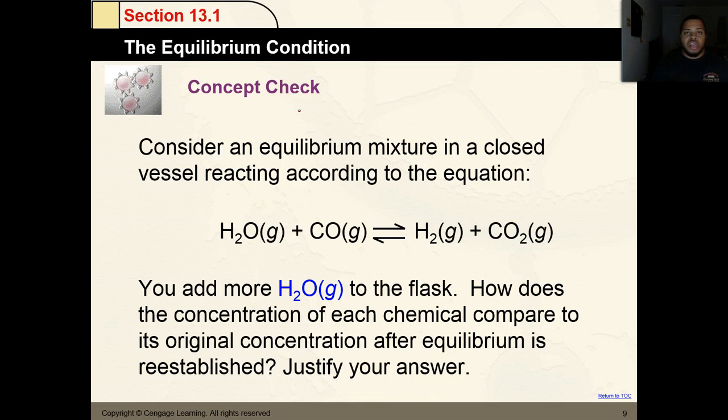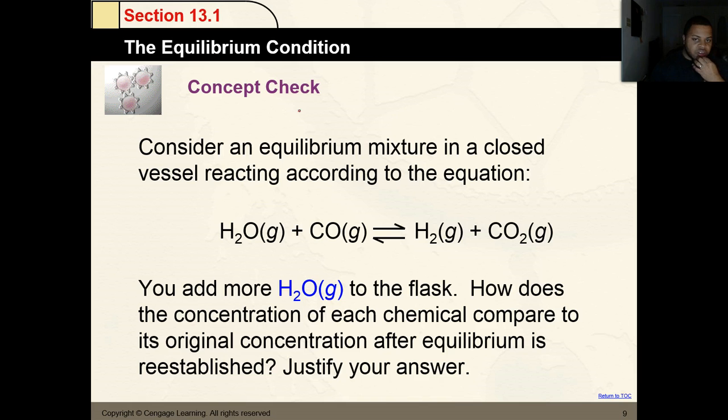Now, just as a little bit of an introduction, if I were to place this reaction going on in a closed vessel, there's going to be a slight shift or a point where the reaction tries to adjust itself to get to that equilibrium. So we have H2O plus carbon monoxide is going to yield hydrogen gas and carbon dioxide. If I were to add more water in the form of a gas to the flask, how do you think the concentration of each chemical is going to compare to the original concentration after the equilibrium is established?